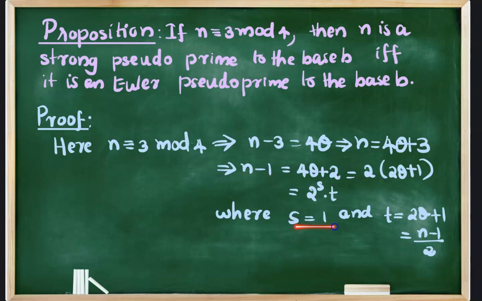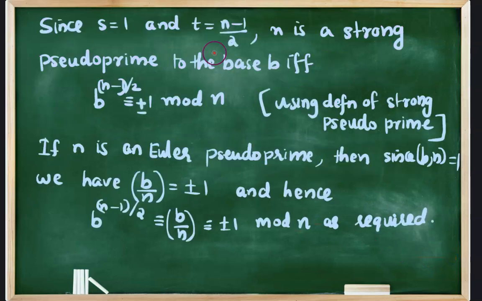So s is equal to 1 and t is equal to (n-1)/2 here. Hence, n is a strong pseudoprime to the base b if and only if b raised to (n-1)/2, that is b raised to t, is congruent to plus or minus 1 modulo n, using the definition of strong pseudoprime. This is the only possibility since s is equal to 1.